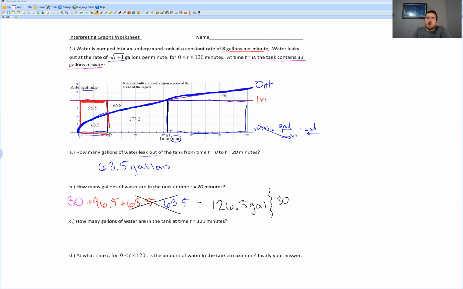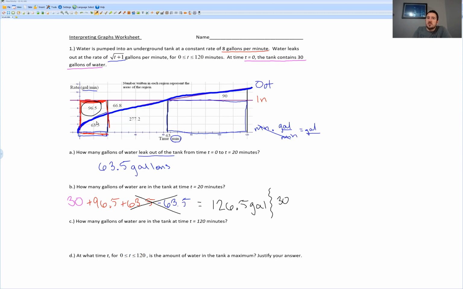So from 0 to 20, water was going in at 8 gallons per minute. Water was leaking out somewhere less than that, somewhere between like 2 and 5. So what that means is just overall, I was gaining water. The amount of water that I gained then is just the area that's in between those two.